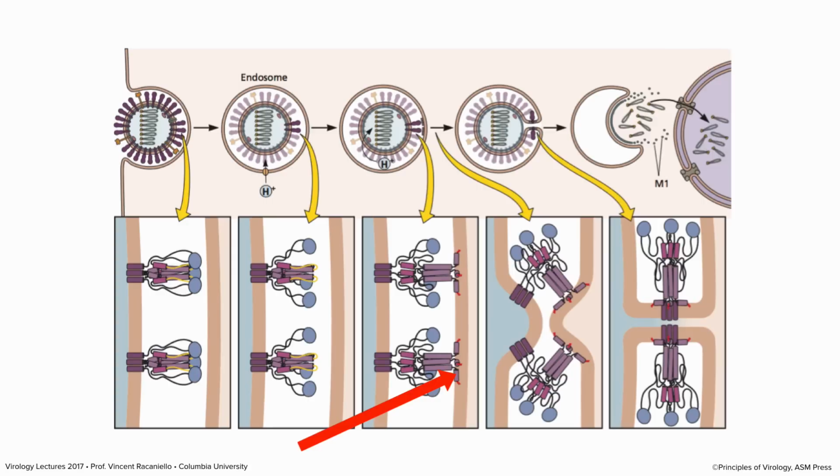The fusion peptide inserts into the cell membrane. There are three of them. It's a trimer, so you see 1, 2, 3 in each case. And then this whole structure begins to fold. It hairpins just like the HIV glycoprotein does. You can see an intermediate here.